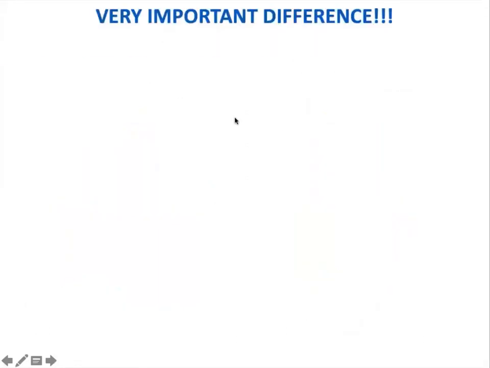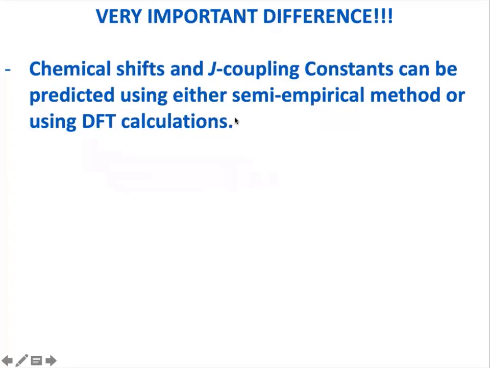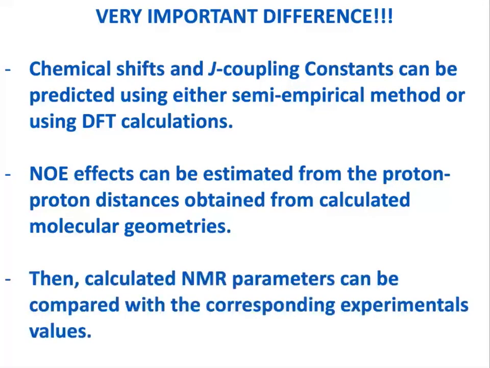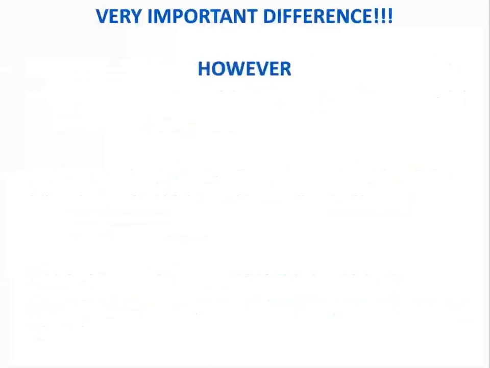Very important difference. So chemical shift and J coupling constants can be predicted using either semi-empirical method or using DFT calculation. NOE effects can be estimated from the proton-proton distance obtained from calculating molecular geometries. And then what do you do? You compare your experimental data with your calculated one, and that's how you fit, and then you get your correct structure.